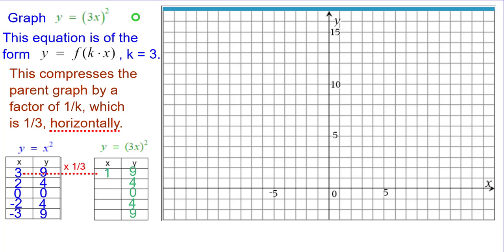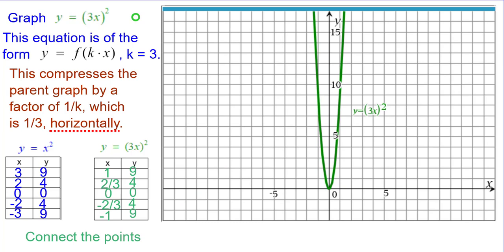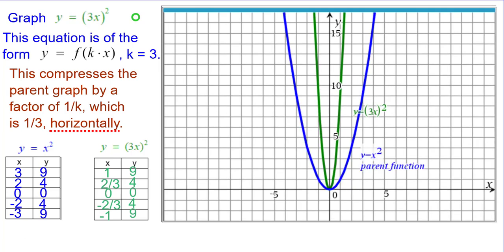That one's nice, 1 comma 9. 2 times 1/3 is 2/3. I can still plot that. It's a little weird, but it can be plotted. The origin is still unchanged. And again, I could use symmetry about the y-axis or reflect about the y-axis, or I could just go ahead and get negative 2/3 comma 4 and negative 1 comma 9. And comparing that to the parent function y equals x squared, you can see it is much thinner, much narrower.